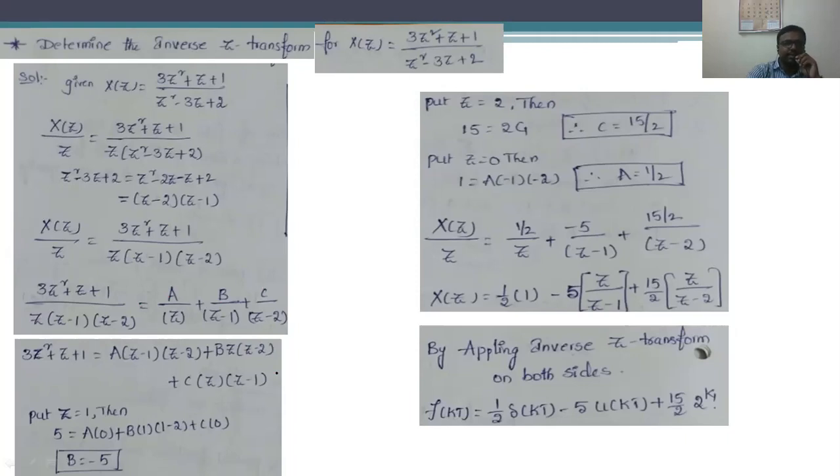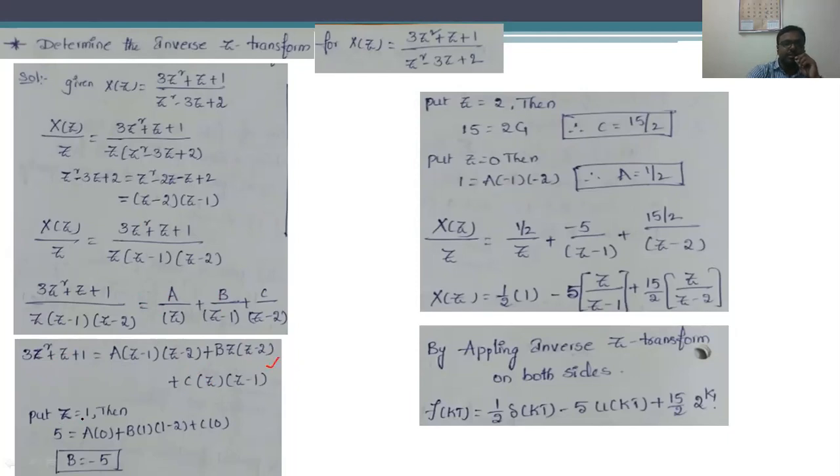So upon equating this, we get 3z square plus z plus 1 is equal to A into the two poles plus B into z minus 2 plus C into z into z minus 1. So in order to obtain the value of B, we have to substitute z is equal to 1 in this particular equation. Okay.